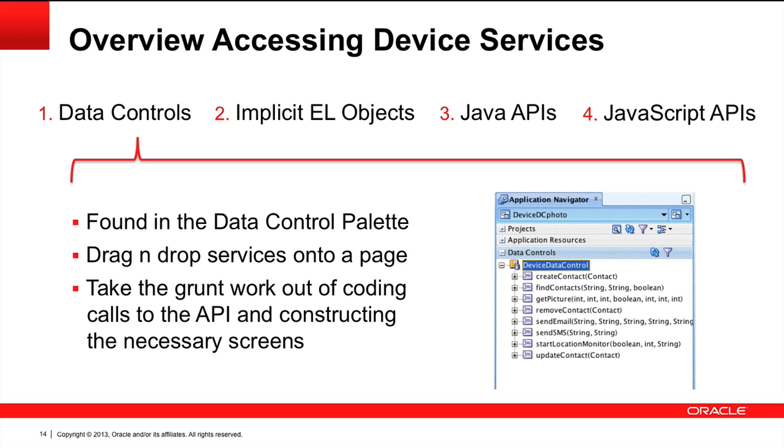The data control palette exposes a number of the services for you to effectively, as a programmer, drag and drop and place onto a ADF Mobile AMX page, and JDeveloper will take care of generating all the code and the controls, the UI controls, for actually calling that service. So this takes a lot of the grunt work out of configuring a page. Underneath, JDeveloper and ADF Mobile will take care of at runtime actually calling those device services. So maybe as example from the presentation here, we're talking about the camera. It'll take care of calling the camera services on the device, and you don't have to do any programming.